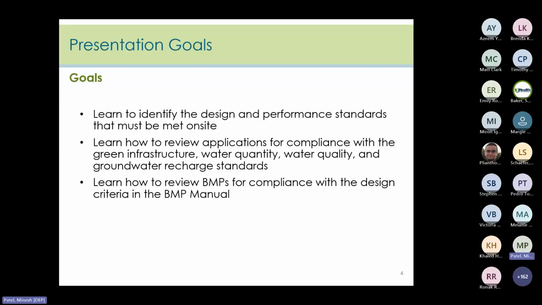So here are the goals of this presentation, which are by no coincidence the goals of a successful project review. We want reviewers to be able to identify the design and performance standards that must be met on site, review applications for compliance with green infrastructure, stormwater quantity, stormwater quality, groundwater recharge standards, and review BMPs for compliance with the design criteria in the BMP manual.